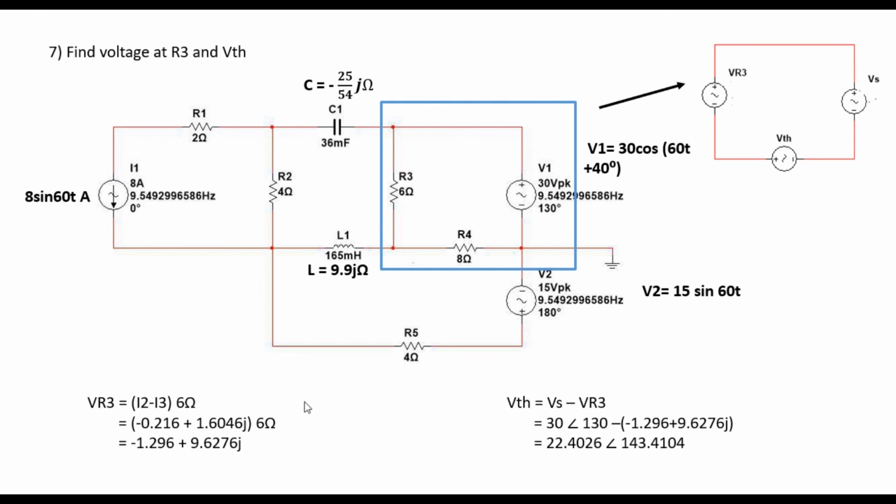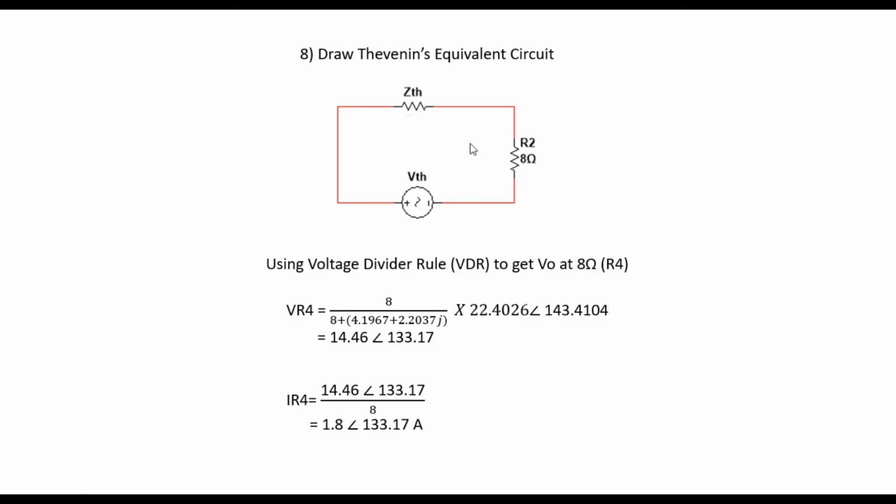So the last step is to draw a Thevenin equivalent circuit by using the voltage divider rule to get VO at 8 ohm R4. So this is the value of VR4. Last but not least, by using Ohm's law, V equals IR, we get the value of current across R4.